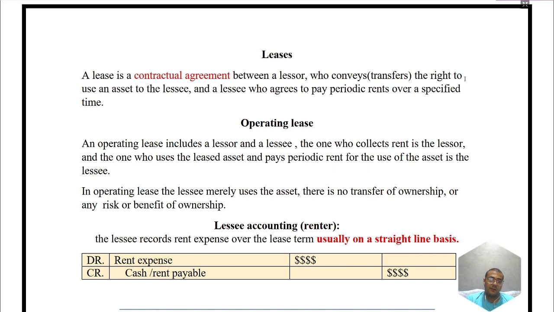So let's read what we have here. An operating lease includes a lessor and a lessee. The one who collects rent is the lessor, and the one who uses the leased asset and pays periodic rent for such use is the lessee. In an operating lease, the lessee merely uses the asset. He's just using the asset for a specified time, and he will give the asset back to the lessor, the owner of that asset. In an operating lease, there is no transfer of ownership or any risk or benefit of ownership.